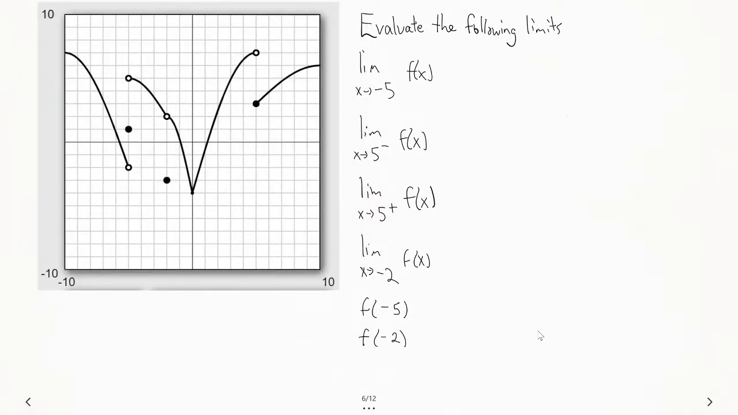Okay, so the other part that gives people trouble is graphs. So evaluate the following limits. We have a graph right here. If you don't ever see an indication otherwise, we do have a negative 10 and positive 10, so each of these grid marks is 1. So that's nice for us.